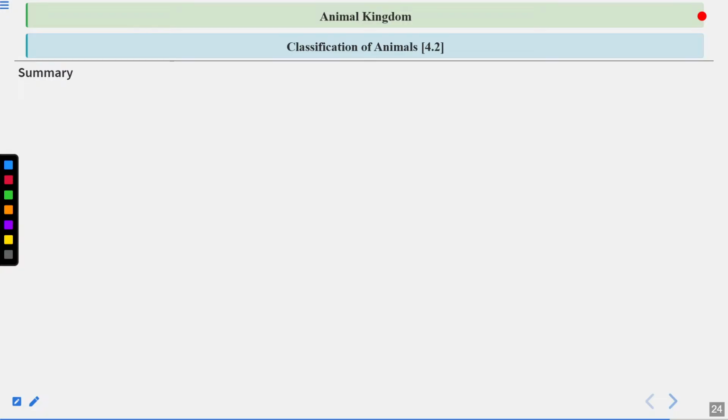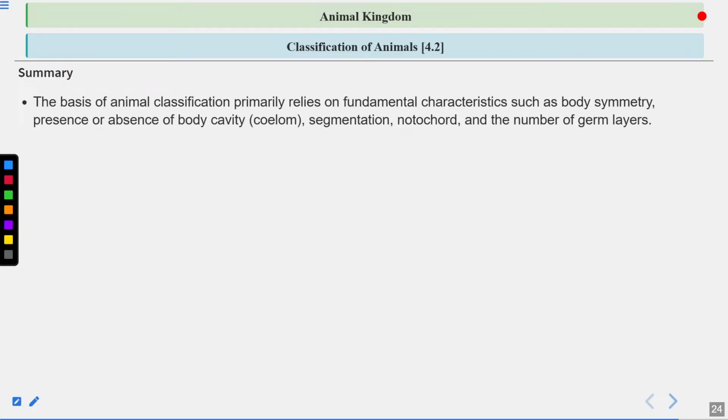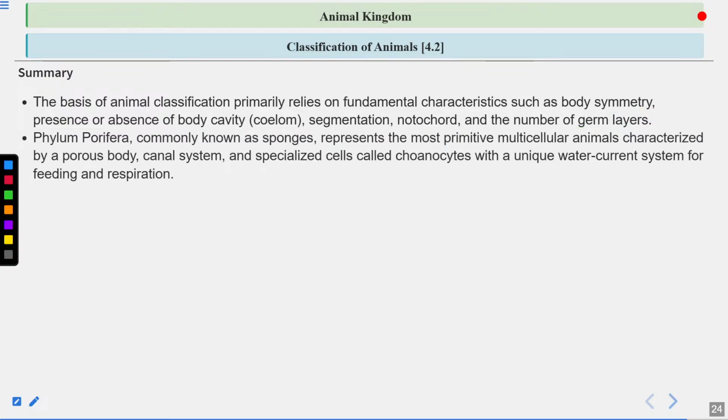Summary. The basis of animal classification, what we have studied about the basis of classification, that is the symmetry, presence or absence of the body cavity, that is the coelom, segmentation, notochord, and number of germ layers. Phylum Porifera, commonly known as sponges, represent the most primitive multicellular animals characterized by a porous body and canal system. They have choanocytes, that is the specific feature of this. They have a unique water current system for feeding and respiration.